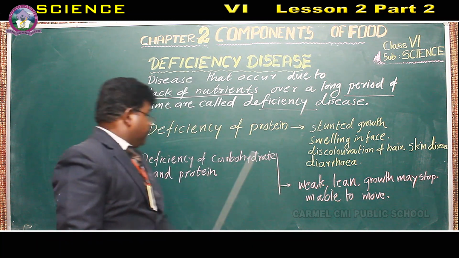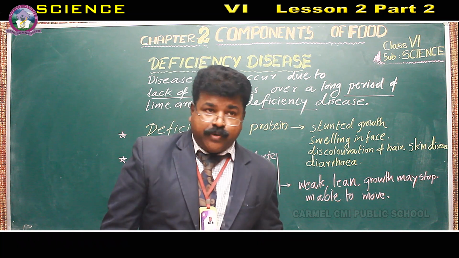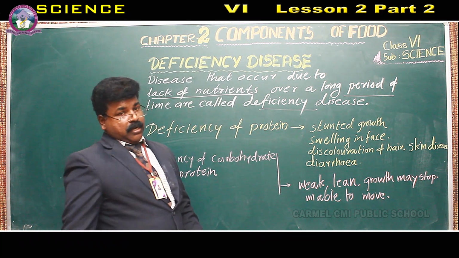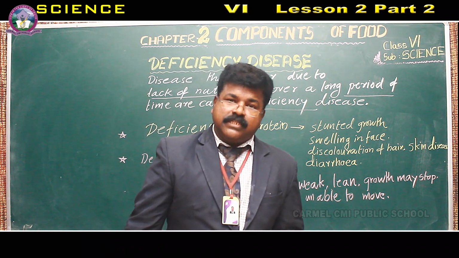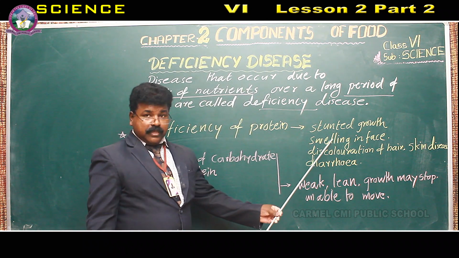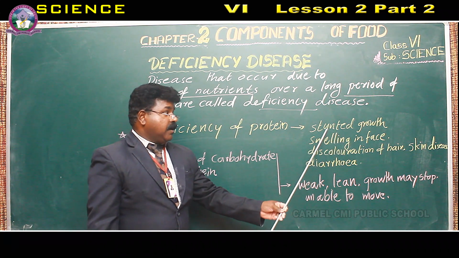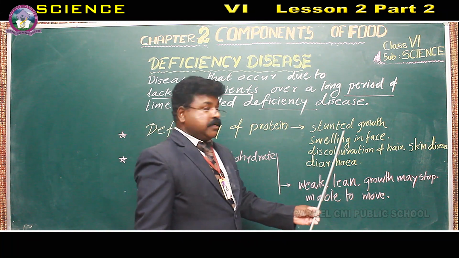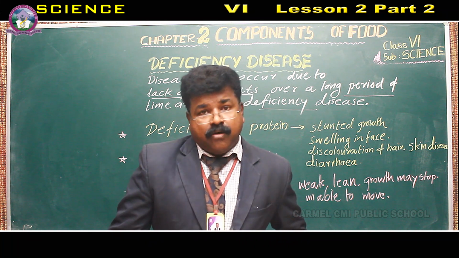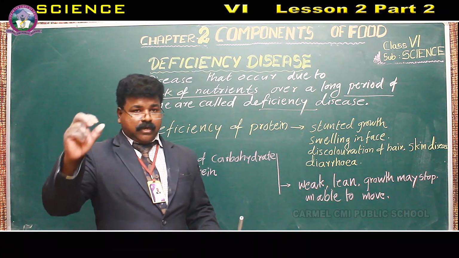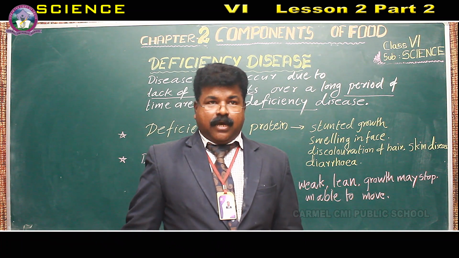Okay, let us see what deficiency disease occurs due to the lack of an important, major nutrient, that is protein. If a person does not get a sufficient amount of protein in his diet, he or she may suffer from some of these symptoms. Let us see what those symptoms are. One is stunted growth. Stunted growth means the growth will not be like that of the children of their age. It will not take place in a proper manner. Height will become less.